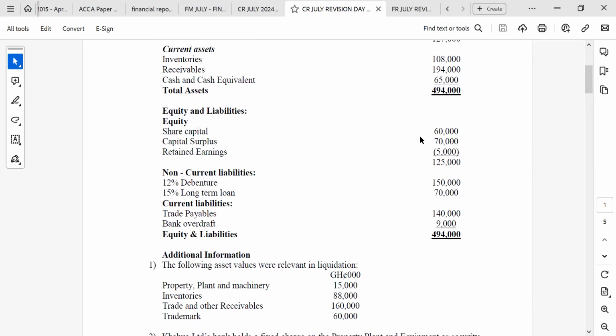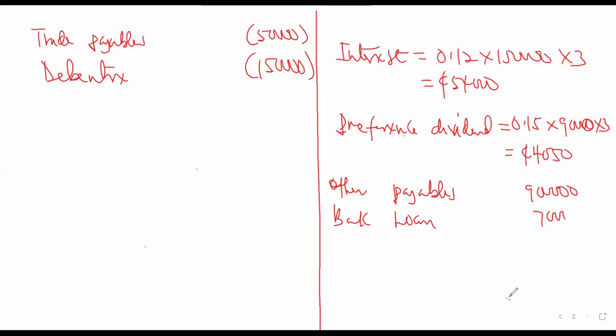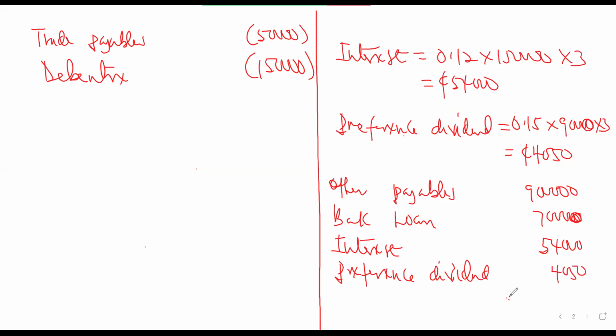Okay. So that will be 4,050. Then we have the bank loan of 70,000. Then we now have the interest owings of 54,000. Then we have the preference dividends, that will also be owings of 4,050. What are we having? 188,050.